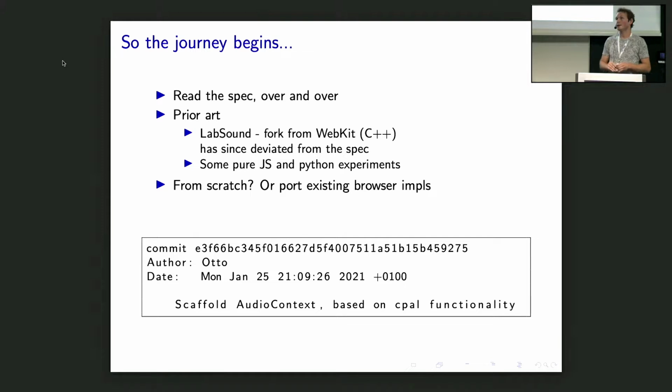So our journey begins. We've read the specification really well. It's over 200 pages. It's quite a nice spec. It's the first spec I read. And we looked at some prior art, most notably the LabSound project. It's a C++ implementation that was forked from the original WebKit implementation, but it has since deviated from the spec. Still interesting to look at. And then there are some academic exercises in pure JavaScript and Python experiments. And well, for fun and giggles, we decided why not build it from scratch. Of course, we could have also ported the existing browser implementations, but it's less fun.